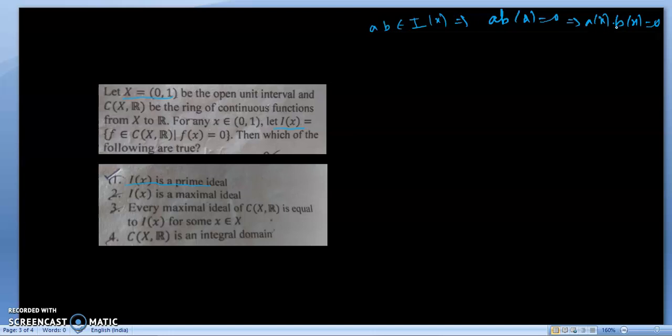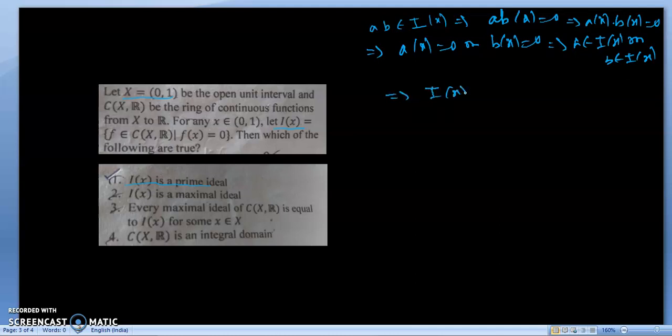Now if the product of real numbers is 0, that means one of them must be 0. That means either a(x) equals 0 or b(x) equals 0, which shows that a belongs to I_x or b belongs to I_x. So from this we can say that I_x is a prime ideal. That means option 1 is true.